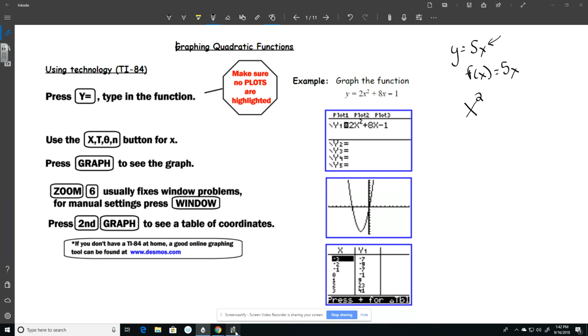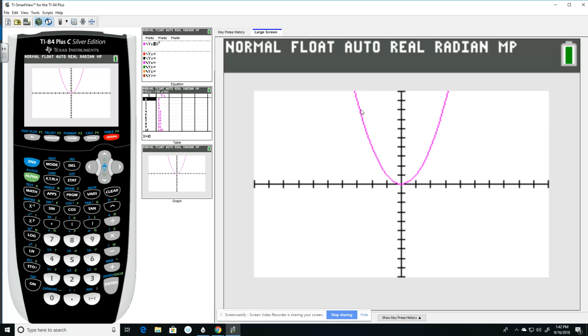A quadratic function looks like this. It looks almost like a U. We call it a parabola. And it looks like this because this is the quadratic function y equals x squared. So when I plug in something for x and square it, I get my y value. If I plug in 1 and I square it, I get 1. So I go over 1, up 1, and I get this point.